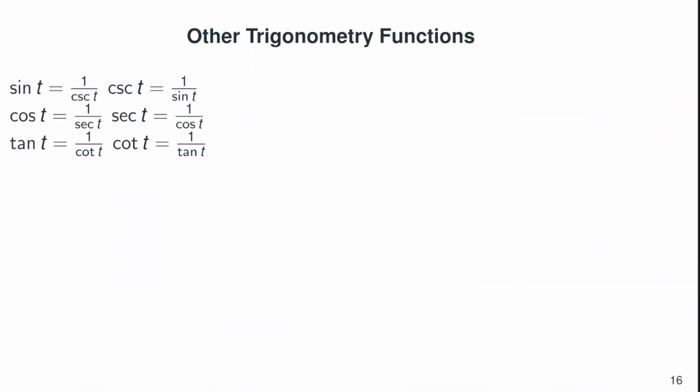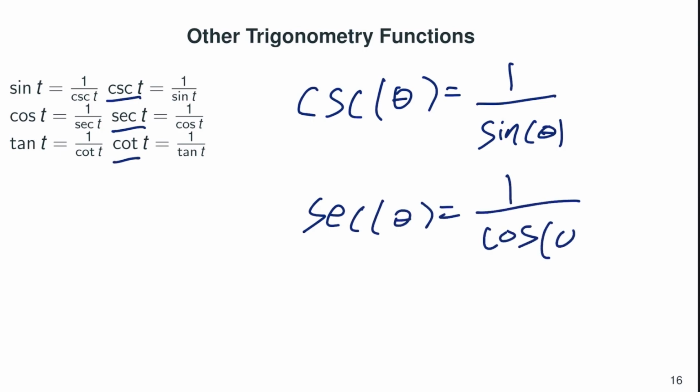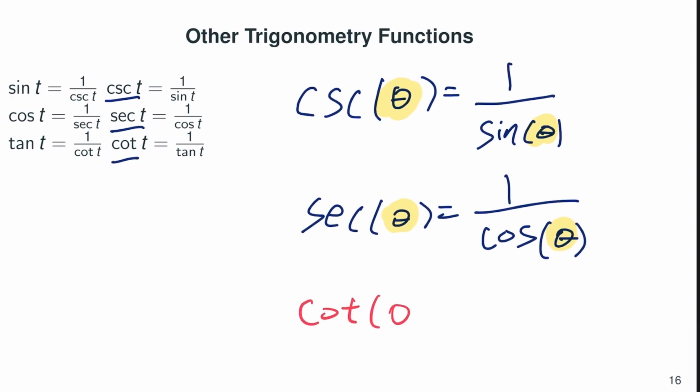Here are some other trig functions: cosecant, secant, and cotangent. Let me write it bigger. Cosecant of an angle is just 1 over sine of that angle. Secant of that angle is 1 over cosine of that angle, and again, it has to be the same angle right here. And cotangent of that angle is 1 over tangent of that value.